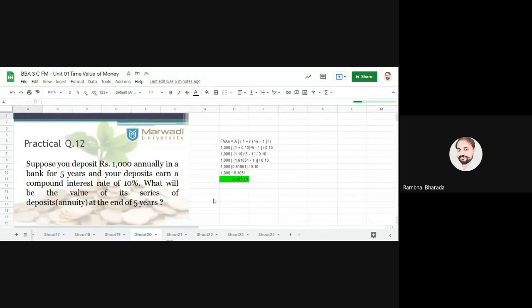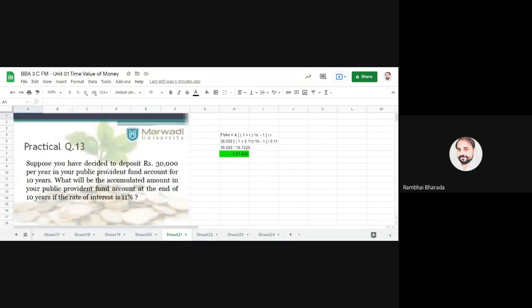question number 12. Here you deposit 1,000 annually, a series of investment. The phrase is series of investment. Or else deposited into a public provident fund for the next 5 years, 30,000. Your word is per year. In the previous question, annually. But in a single amount, you are depositing a single amount for a first time or a last time.